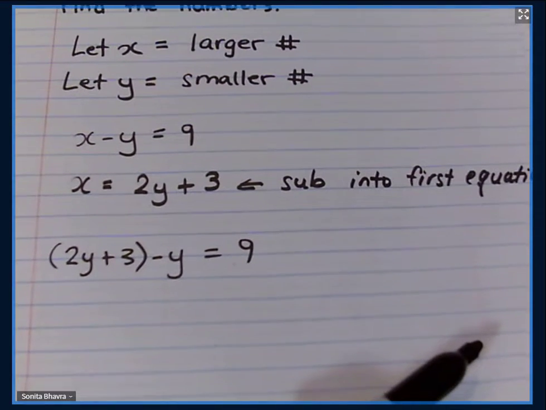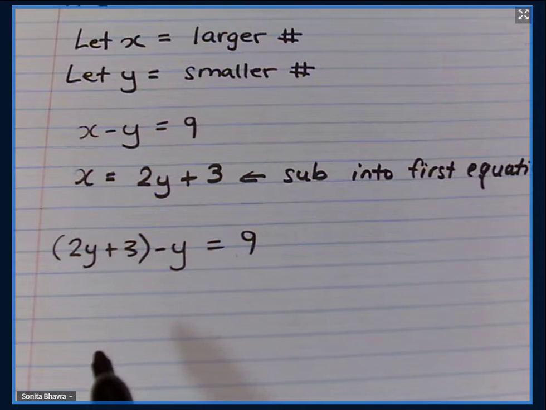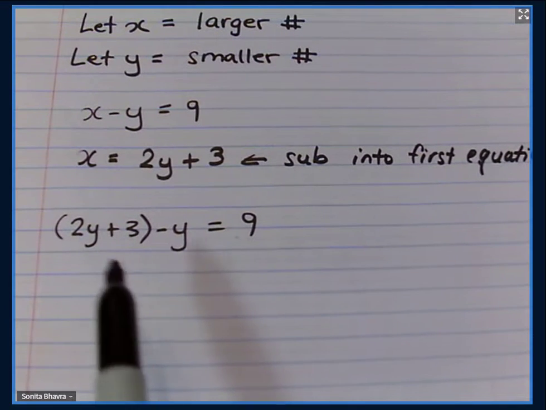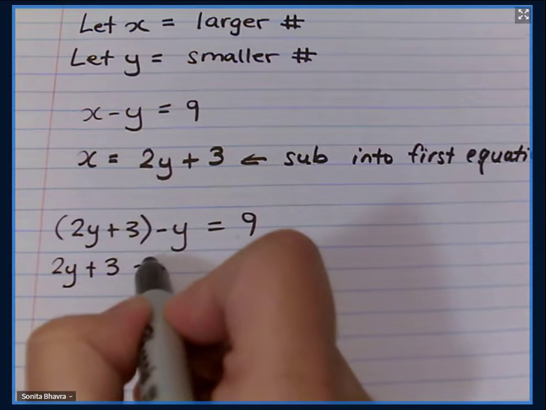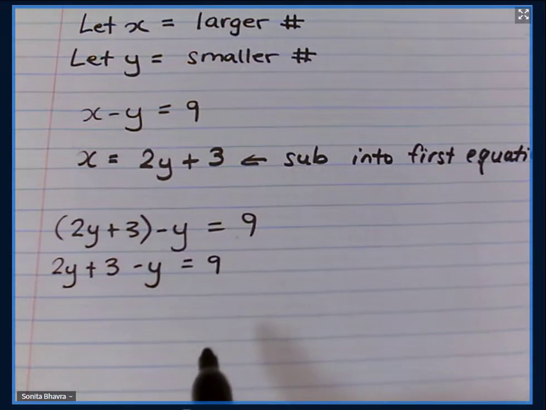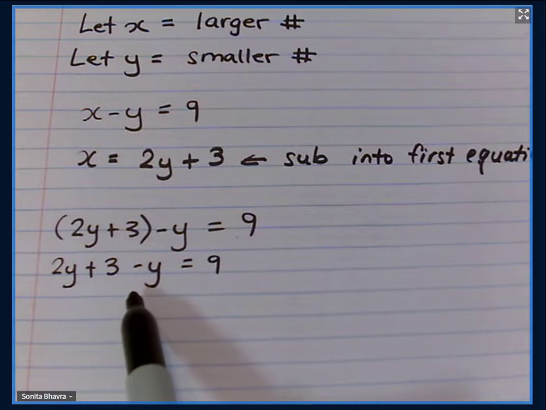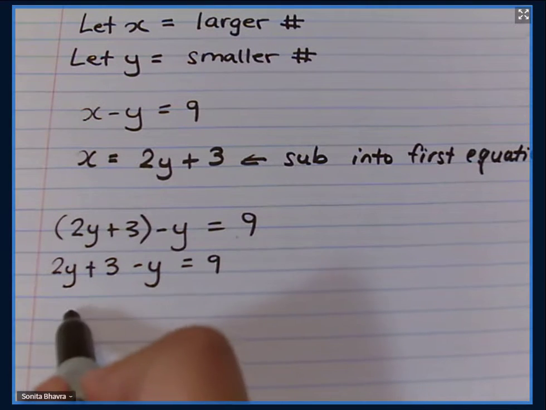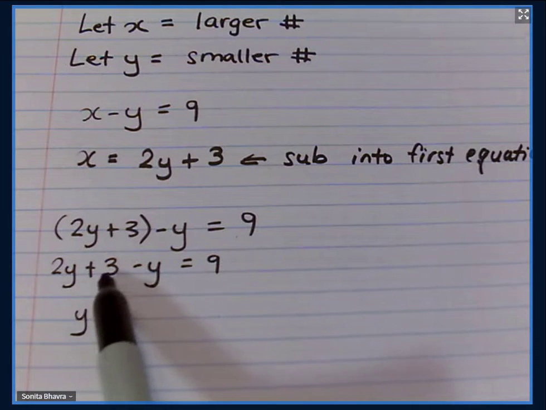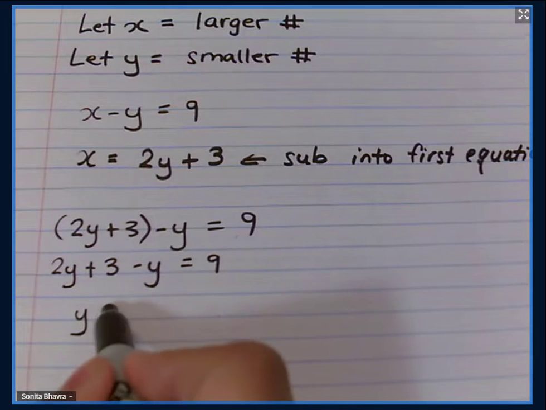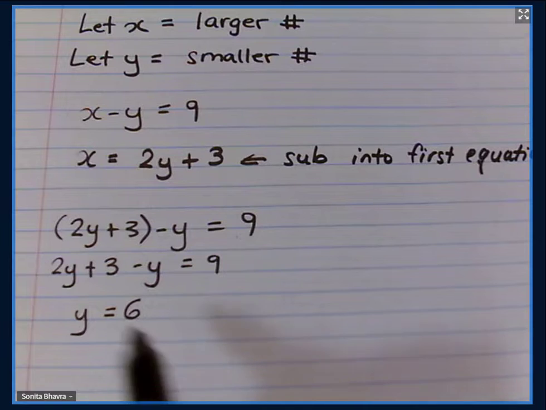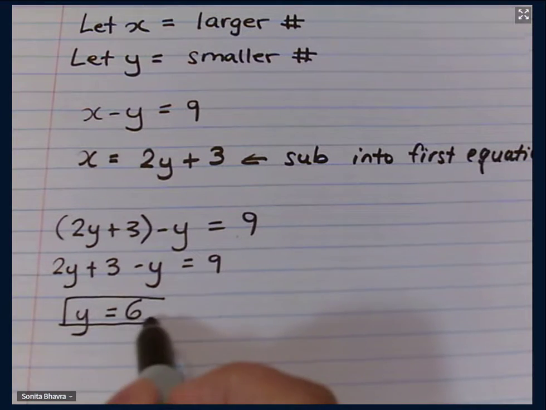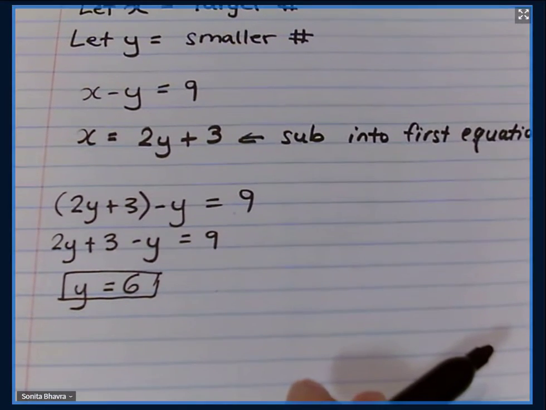All right, now I can go ahead and solve for y. All right, so solving for y, this just opens up the bracket. So 2y plus 3 minus y is equal to 9. 2y minus y, that leaves me with just y. And I'm going to subtract the 3 on this side. So subtract 3, 9 minus 3 is equal to 6. So I get that y is equal to 6.